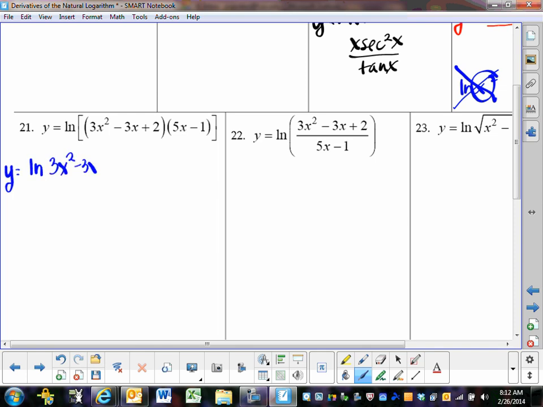Okay, so for this one, this is not one of our log rules. You can only do log rules for what's inside of our logarithm. So we're going to actually do the quotient rule. So we have low d high minus high d low over the square of what's below.